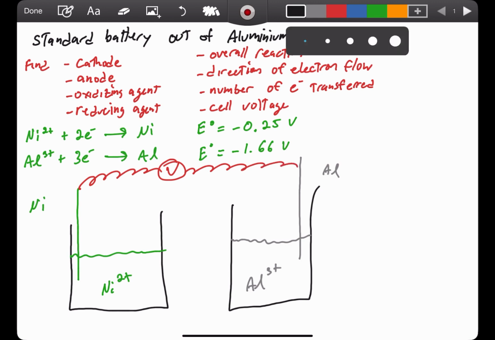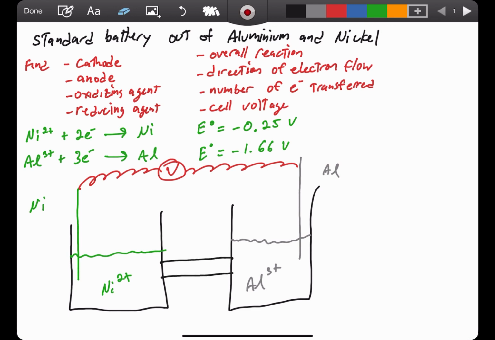We want to add a salt bridge. I'm just going to add a salt bridge just kind of like this in between there. And we always have these little, what are called fritted glass plugs in here, so it's porous glass. So it keeps the solutions from just pouring into one another, but it does allow ions to pass through there. So that would actually connect the two beakers together. Okay, and there we have our cell.